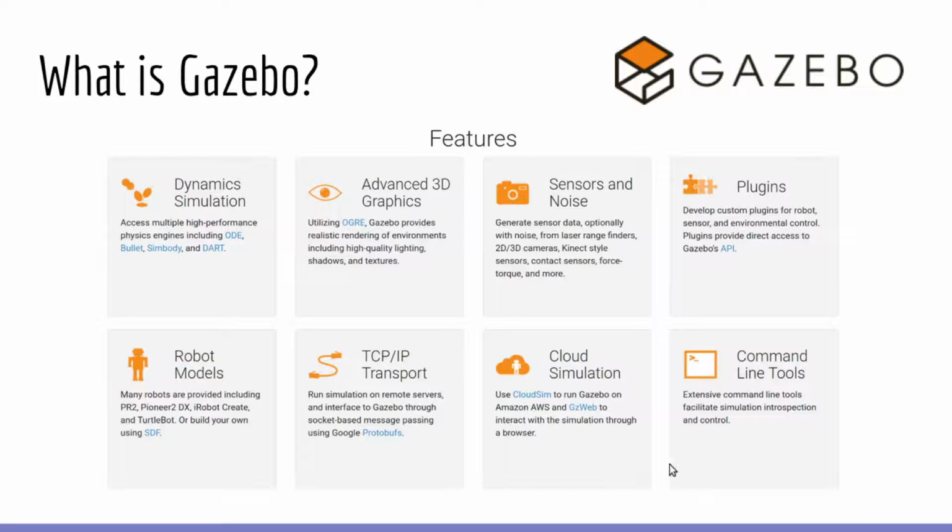This is a screenshot from their homepage, and I thought it covered a lot of the important things that Gazebo does. Some notable ones are this sensors and noise. It's very capable of generating camera imagery, just like it would come out of a real camera. And also it has this dynamic simulation, which is what I was mentioning before about it simulating the physical robot itself and the friction forces, and the inertia and everything that goes into how the physical robot would behave.